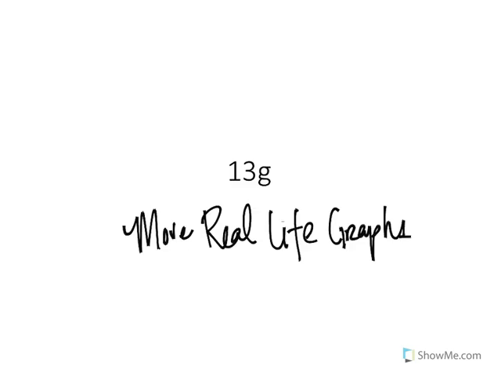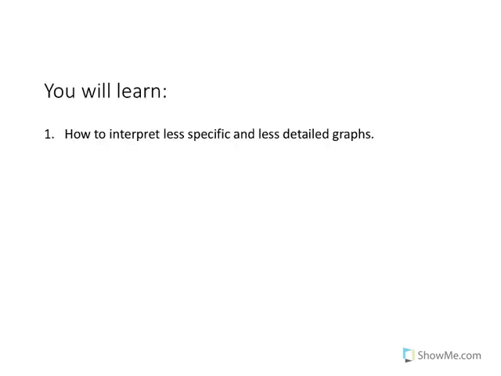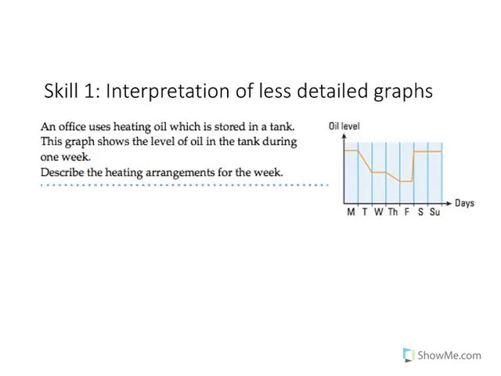This is chapter 13G, more about real-life graphs. In this chapter, you'll interpret less specific and less detailed graphs. In these graphs, you're given a line, maybe with less detail, you're given some generic idea, and your job is to just interpret what's going on with the line.